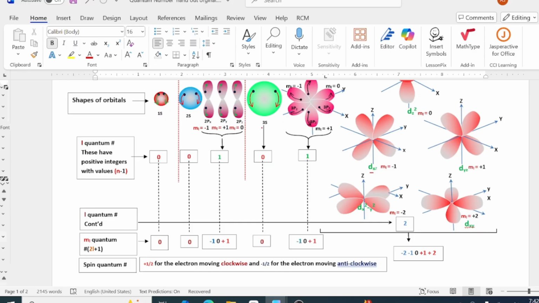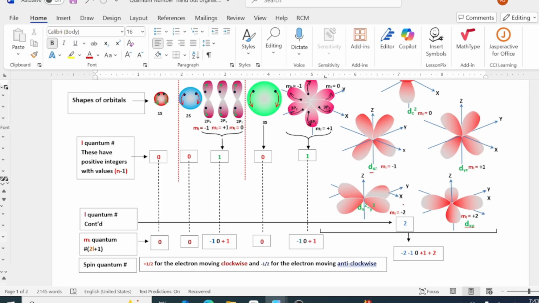So if someone says to you, an orbital has principal quantum number 3 and secondary quantum number 0, you're talking about this 3s orbital here. If they say an orbital has principal quantum number n equals 3 and L equals 1, you're talking about one of these 3 p orbitals. Again, if they say to you an orbital has principal quantum number n equals 3 and the secondary quantum number L equals 2, then you're talking about one of these 5d orbitals here.